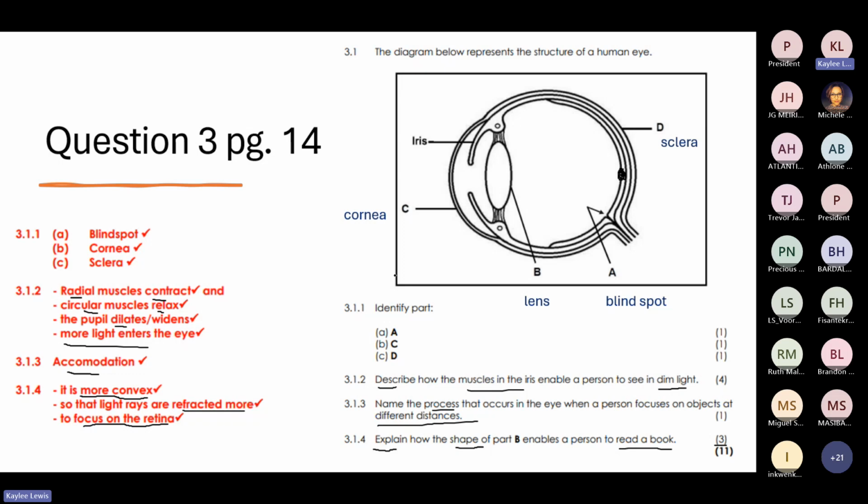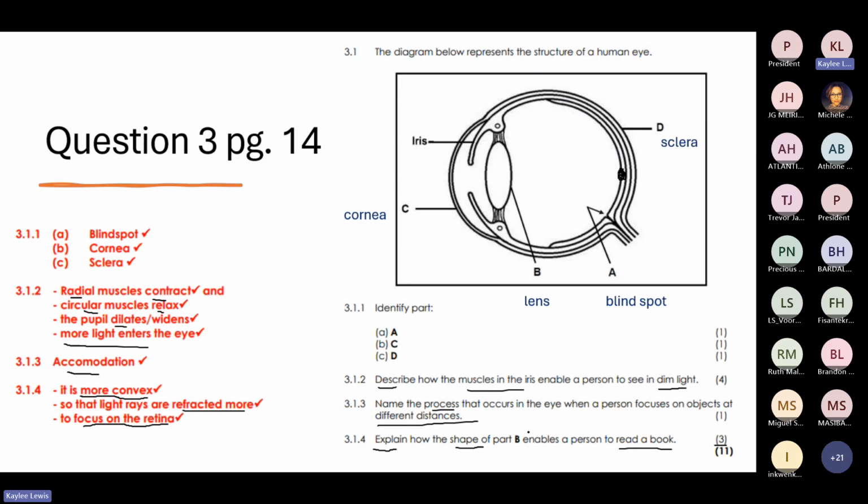So for this one, like I said, remember they didn't ask you to describe how a person can read a book, because then you would talk about the ciliary muscle and the suspensory ligaments. They wanted to know how the shape of the lens allows a person to read a book.